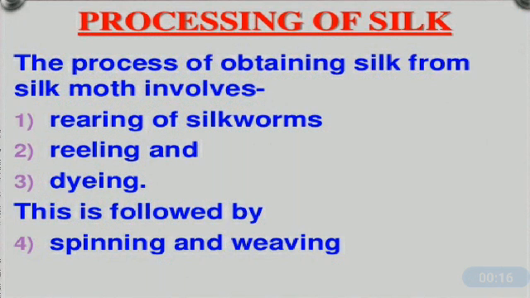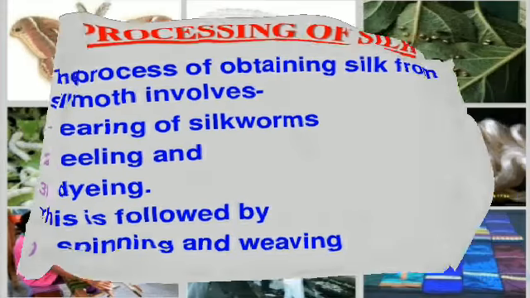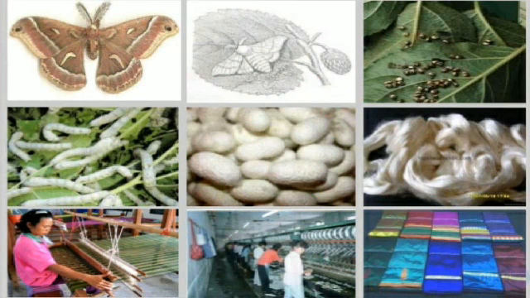Today we are going to learn about the processing of silk. So what is this? Let us see. The process of obtaining silk from silk moth involves various steps. What are they? First, rearing of silkworms. Second, reeling. And third, dyeing. This is followed by spinning and weaving. Let us discuss these steps in detail. This is the pictorial representation of the process for obtaining silk fiber.